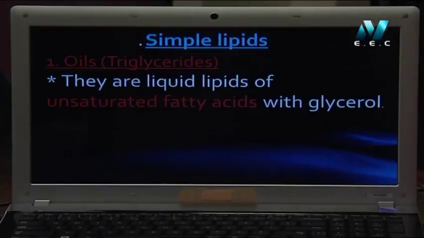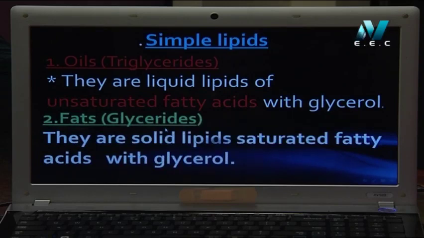Simple lipids. In simple lipids, the oil we call triglyceride. They are liquid. Oil is liquid form, unsaturated fatty acids with glycerol. Unsaturated means containing single covalent bonds between the carbons of the fatty acid. As for fat, it is solid, and we all know that fat is solid. It is saturated fatty acid with glycerol. Saturated means double covalent bonds or triple covalent bonds between the carbon atoms of each molecule of fatty acid.